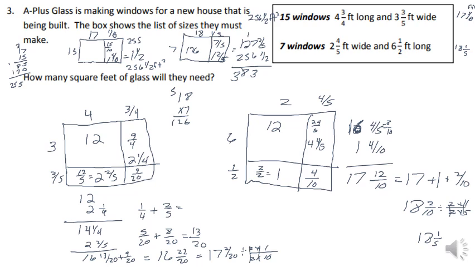A 1/2 can be turned into tenths. So it'll be 5/10, so it'll be 7/10. So there's our total, 383 7/10.